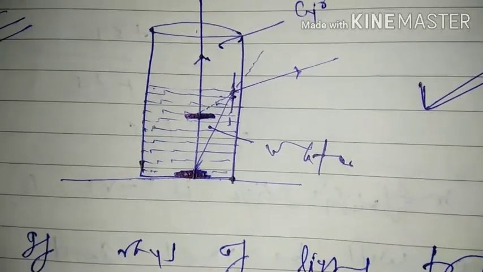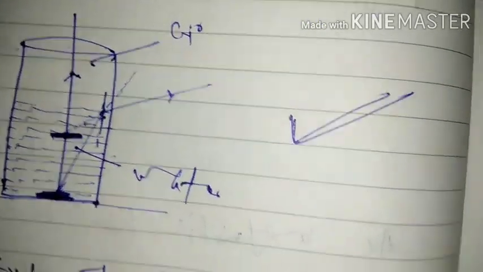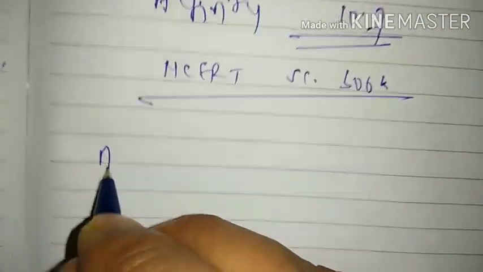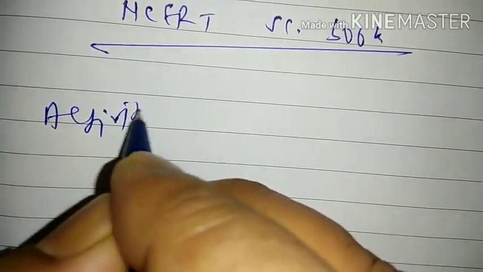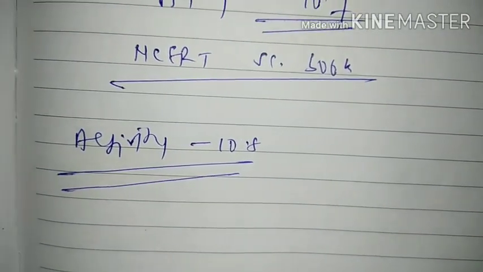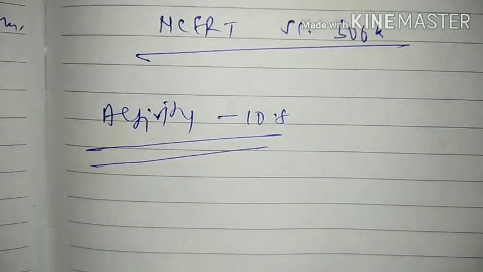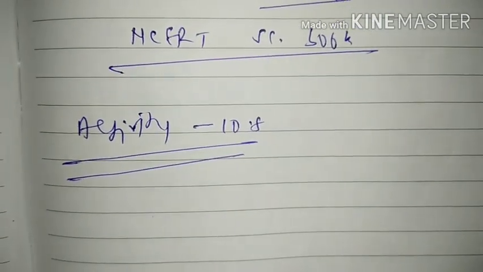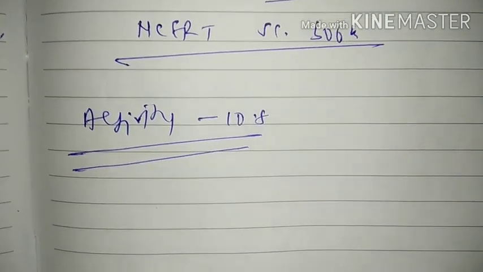Now again see activity 10.8. I shall explain each and every activity. Place a large shallow bowl on a table. Put a coin in it. Move away slowly from the bowl.